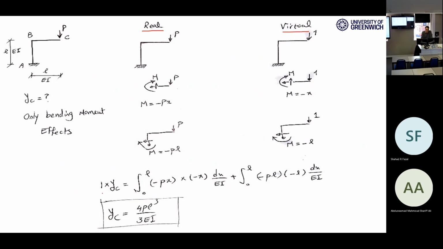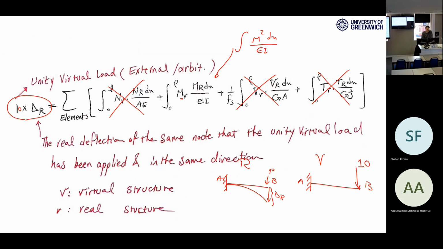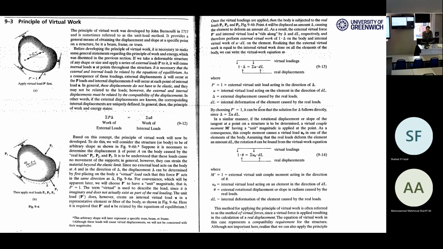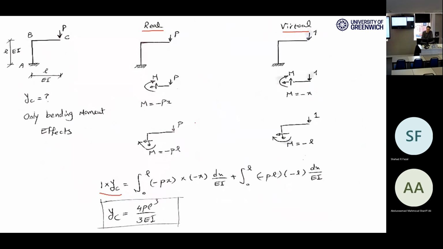For this one, the left-hand side of the equation will be the virtual load, which is 1, multiplied by YC, which is the deformation of the real structure. And the right-hand side, only for the moment, remember, is this one. I'm writing the integral of MV MR dx over EI. MR means the internal bending moment in the real structure.